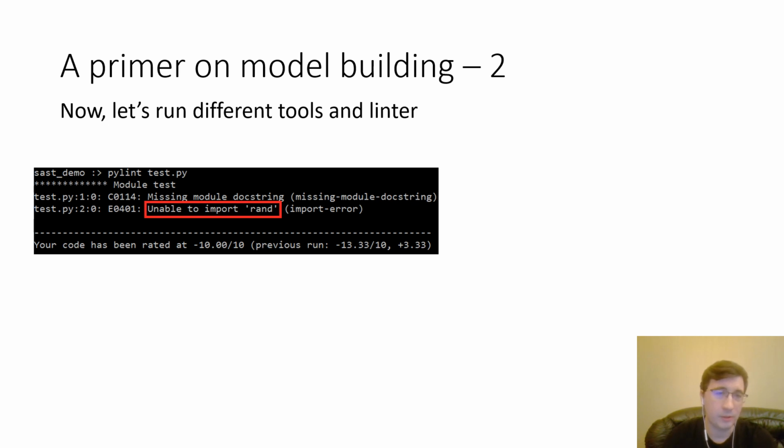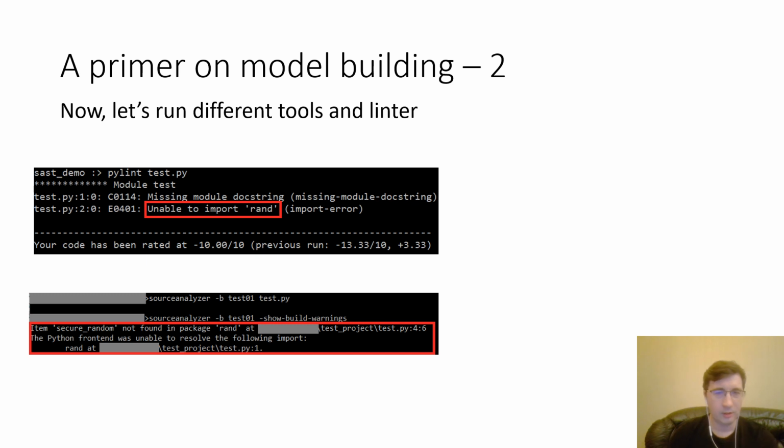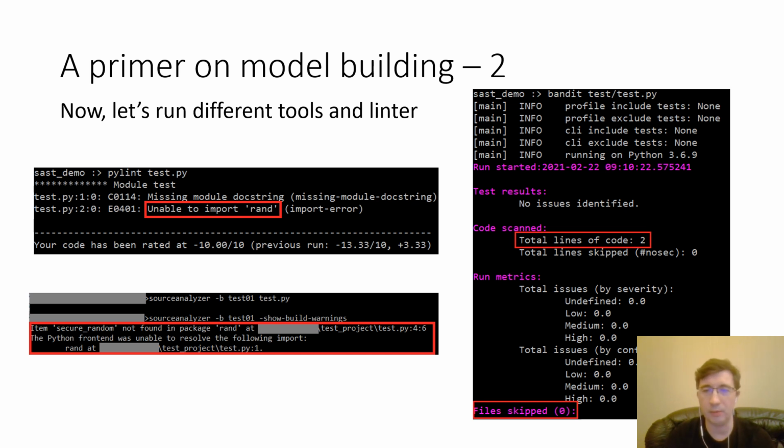The first one is a linter for Python called pylint. And it immediately reports that it was unable to resolve this module that test.py is importing and using. The second one is a commercial tool to perform security analysis. And it also reports that during the model building process, it encountered a missing import. And the third tool here is Bandit, an open source security scanner for Python code, which did not try to resolve this import. And by the way, it is just a feature of which its user should be aware.